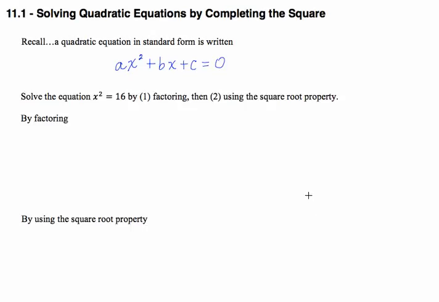Welcome to Chapter 11. This is Section 1. In this section, we're going to do a couple of things. First, we're going to learn how to use what's called the square root property to solve a quadratic equation.